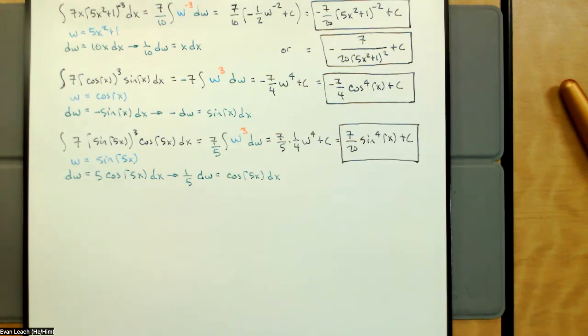Since both are odd, if we're insistent upon one or the other, we could use either. I could have said W equals sine X. I used one of the factors of cosine to be the dW and taken the other two factors of cosine and turned them into sine with the Pythagorean identity.